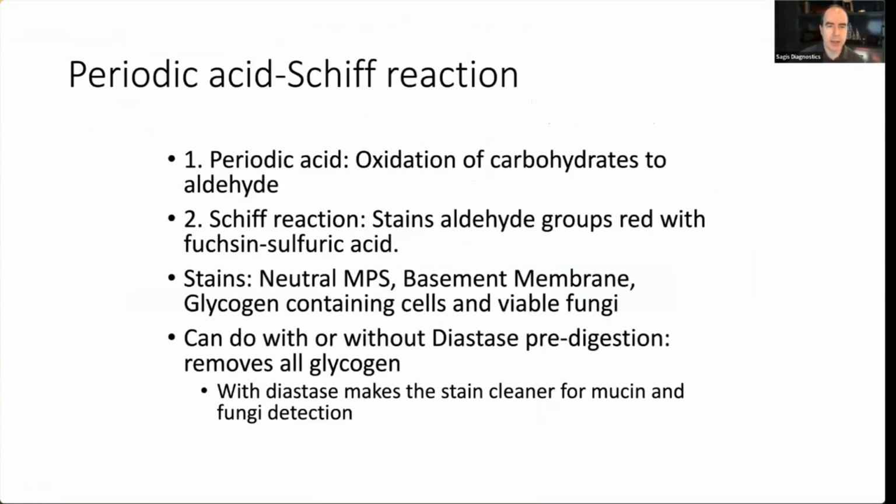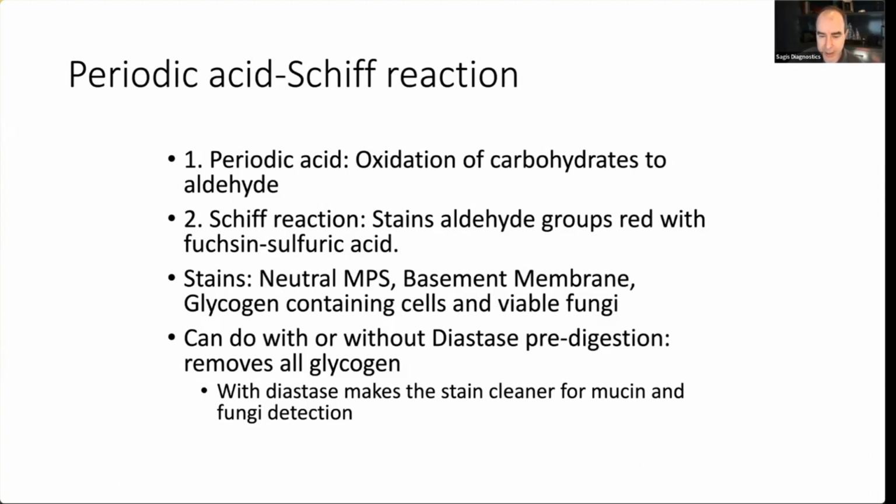In the PAS reaction, basically we oxidize carbohydrates to aldehyde. That's the periodic acid portion, and the Schiff reaction stains aldehyde groups red. So after we've oxidized the carbohydrates to aldehyde, we stain the aldehyde red. And it can also stain basement membrane, glycogen containing cells, fungi, neutral mucopolysaccharides, and we can do it with or without diastase.